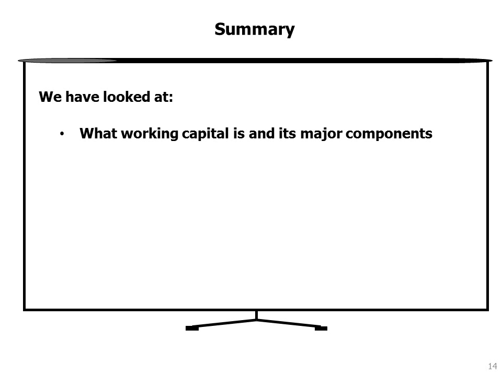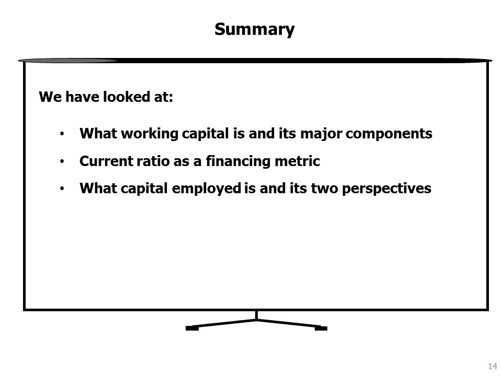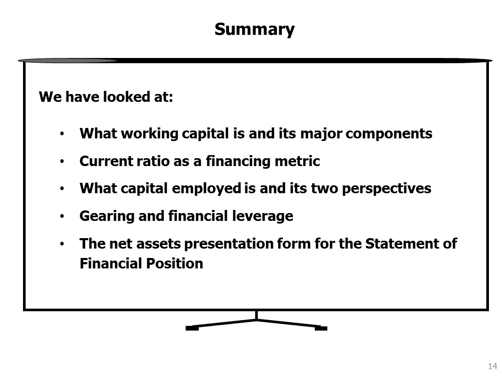In this lesson, we've looked at what working capital is and its major components, the use of the current ratio as a measure of the financing relationship between working capital and non-current assets, non-current liabilities and equity, what capital employed is and its two perspectives, operating perspective and financing perspective, and we've introduced the idea of gearing and financial leverage, in this instance looking at the relationship between debt and equity, and this is something we will revisit. And finally, the net asset presentation form for the statement of financial position.